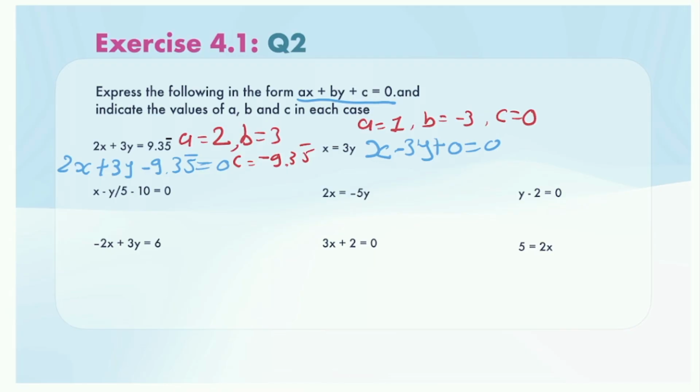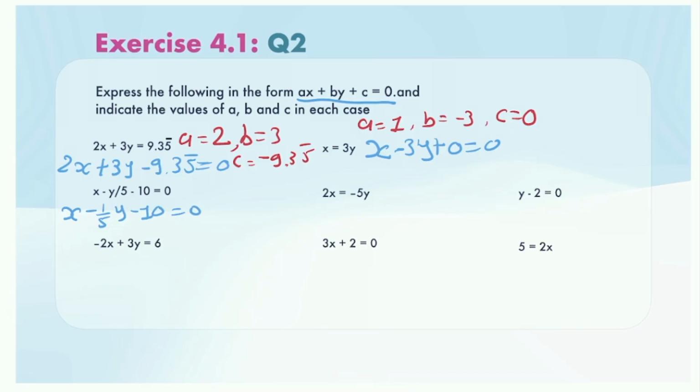Now the third one, that is x minus y/5 minus 10 equal to 0. You can see this equation is already in the standard form. If I want to simplify it, I can write it as x minus 1 by 5 y, the coefficient of y is minus 1 by 5, you can see here, right? And minus 10 equal to 0.